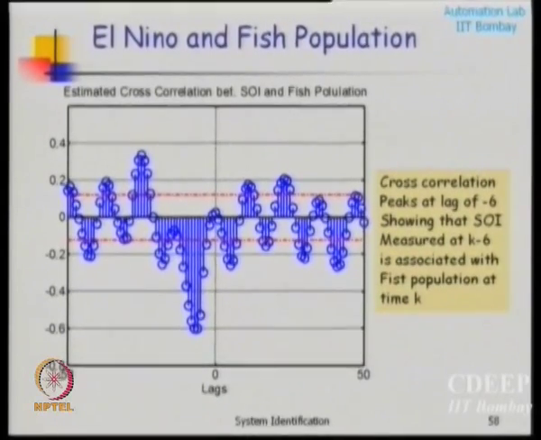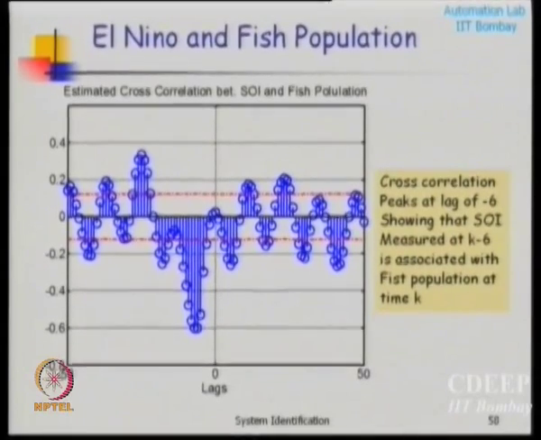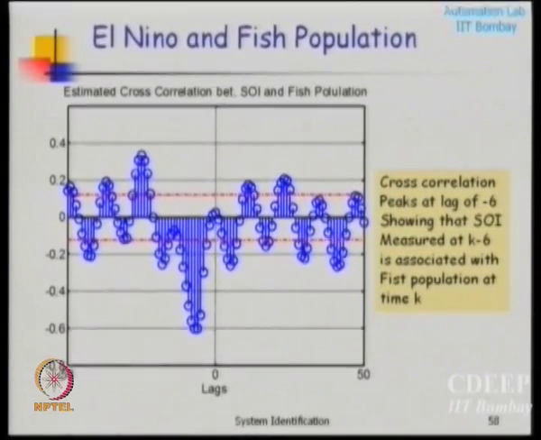See, these are black box models, seemingly. For the fish population and temperature, we don't know the physics that correlates this with the fish population. We are not getting into the physics. We are going to develop a black box model which just correlates SOI with fish population. And these kind of models we keep developing for control all the time. Transfer function models that we are going to develop are going to be of this kind.